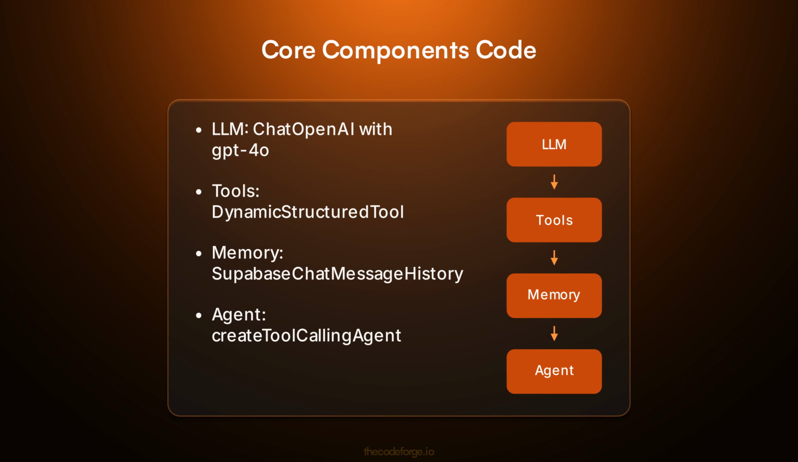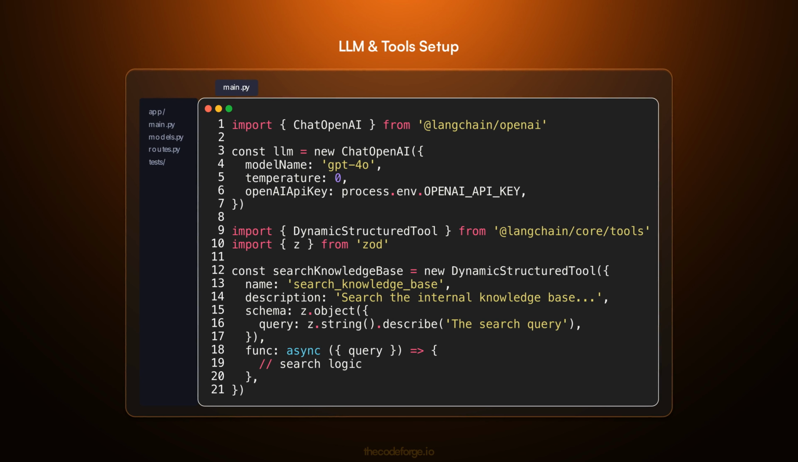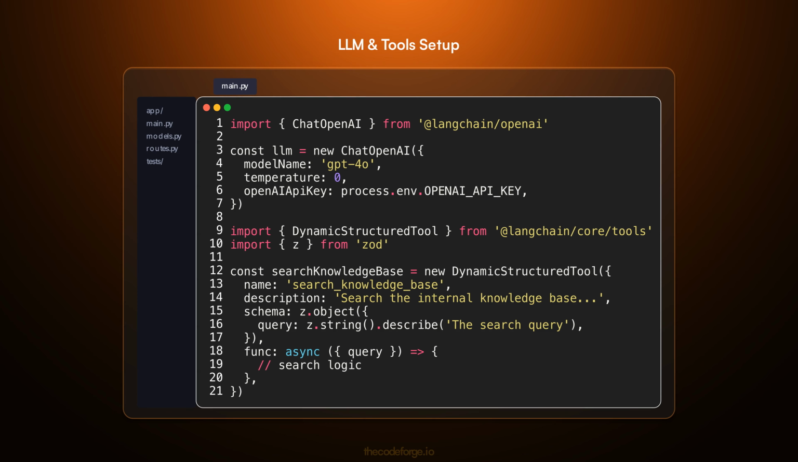We initialize the LLM with ChatOpenAI, define tools with DynamicStructuredTool, set up memory with SupabaseChatMessageHistory, and create the agent with createToolCallingAgent. Here we set up the LLM with GPT-4o and a deterministic temperature for reliable tool calling. Then we define a tool with a name, description, and Zod schema for input validation.